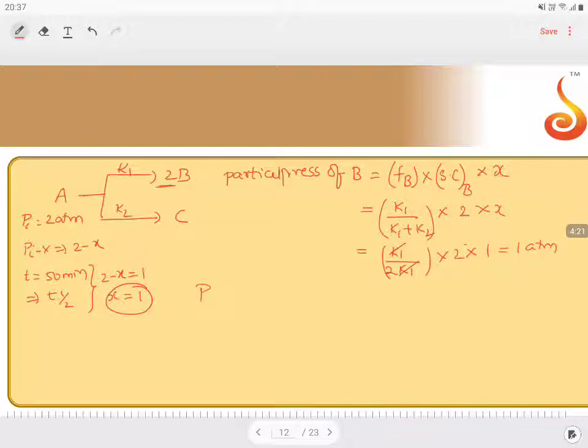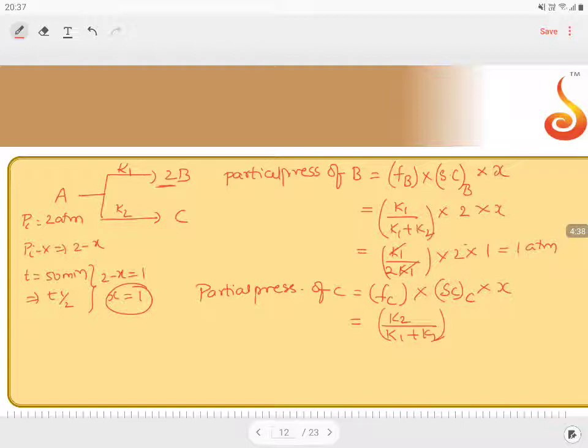Now the partial pressure of C, if you calculate, partial pressure of C is equal to the fraction of C into the stoichiometric coefficient of C into x, which is equal to K2 by K1 plus K2 into the stoichiometric coefficient 1 into 1. This is equal to K2 by 2K2 into 1. So this is equal to 0.5 atmosphere.